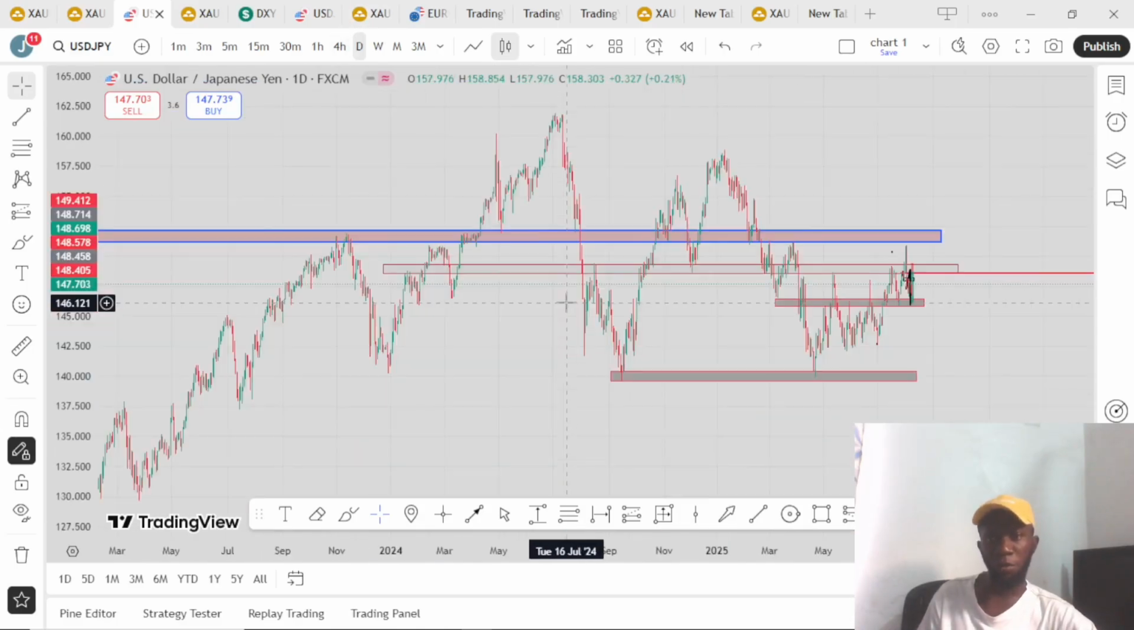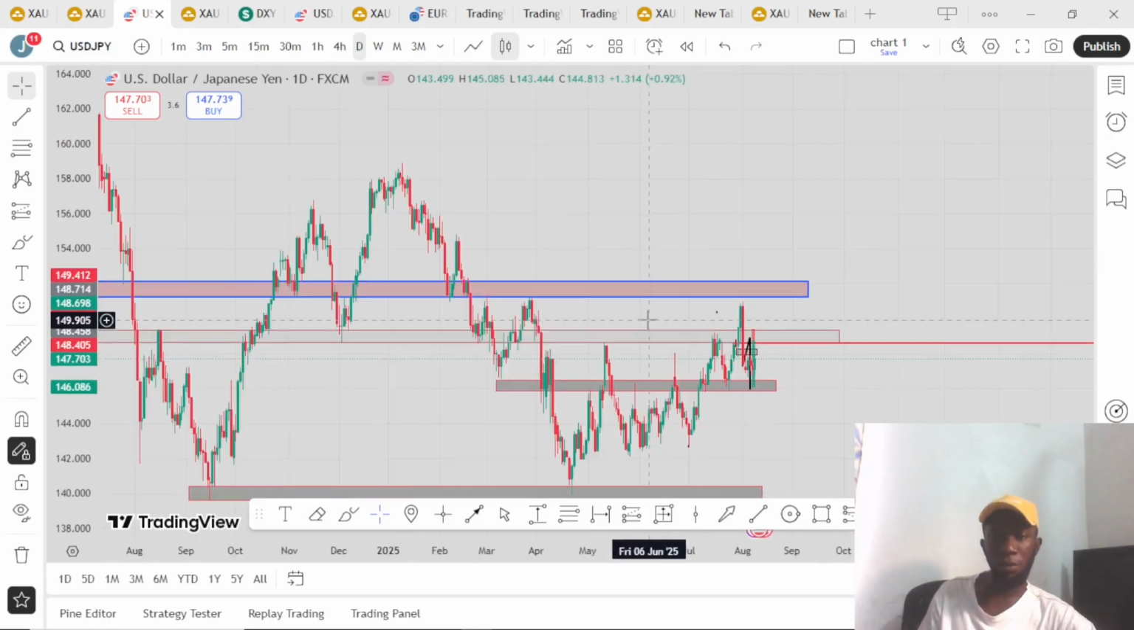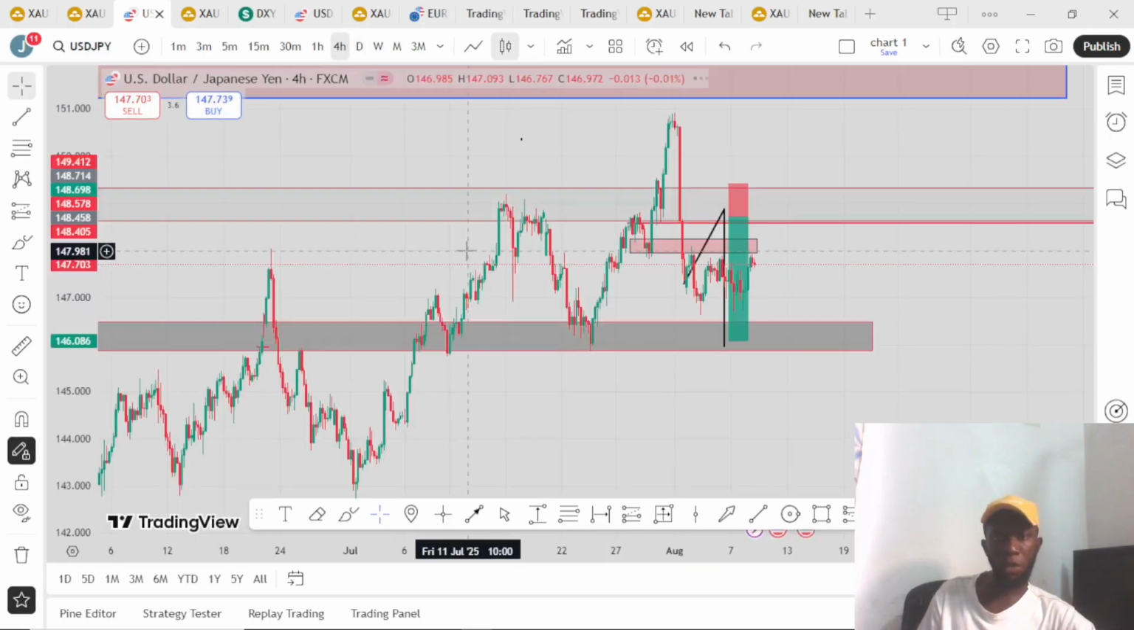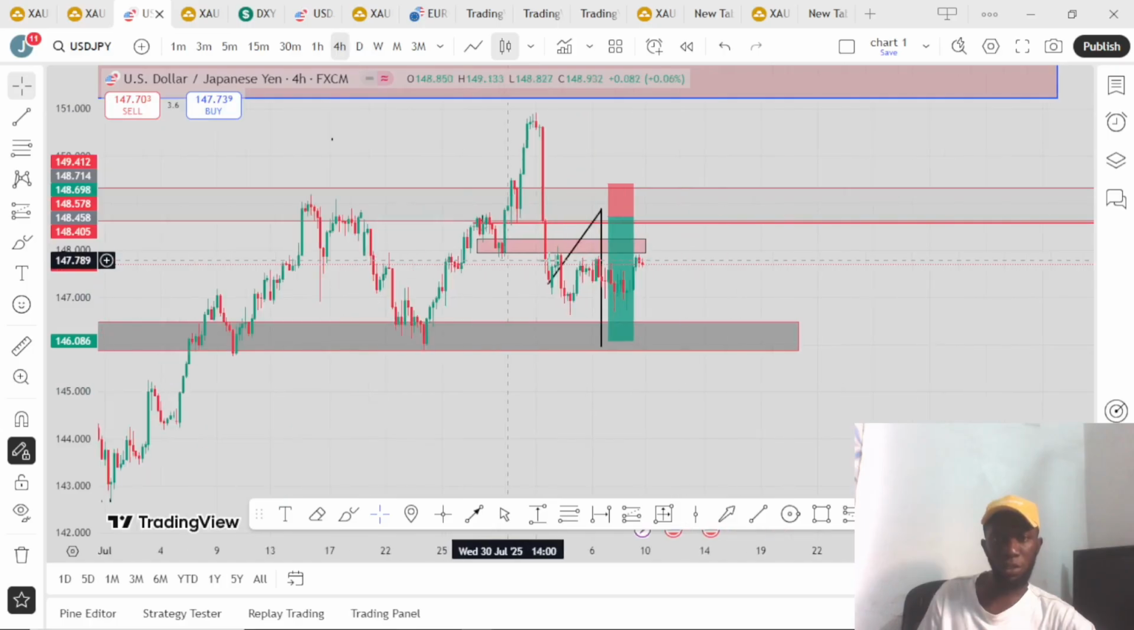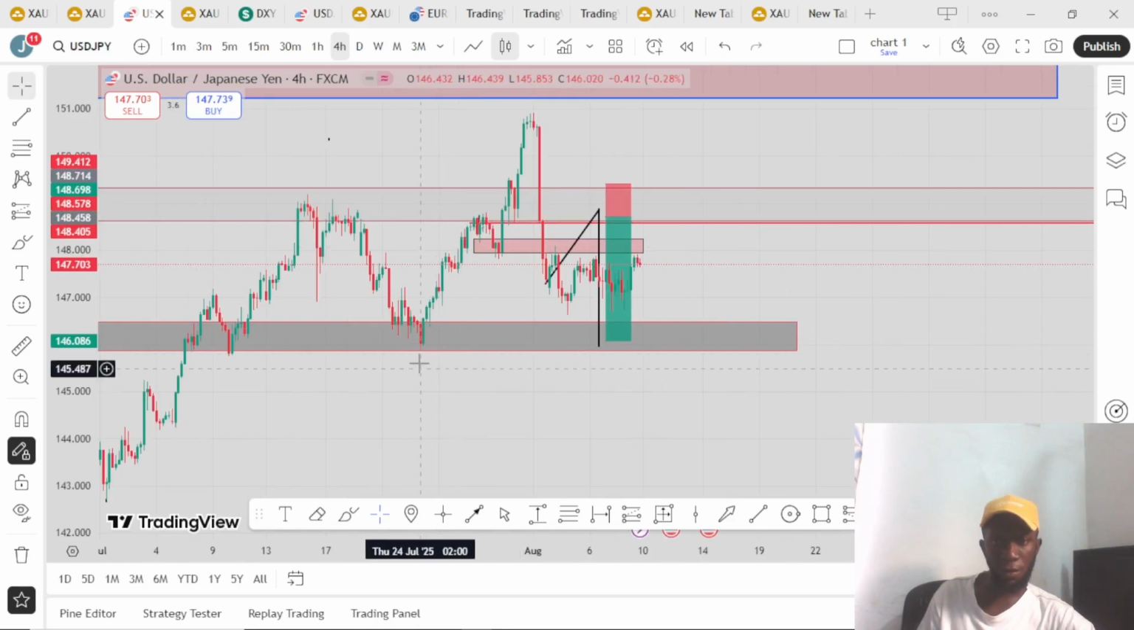But meanwhile, on our daily time frame also, but because of how close the ranging is these days on USDJPY, I think the best way to approach this is to use the 4 hours time frame for our forecast.